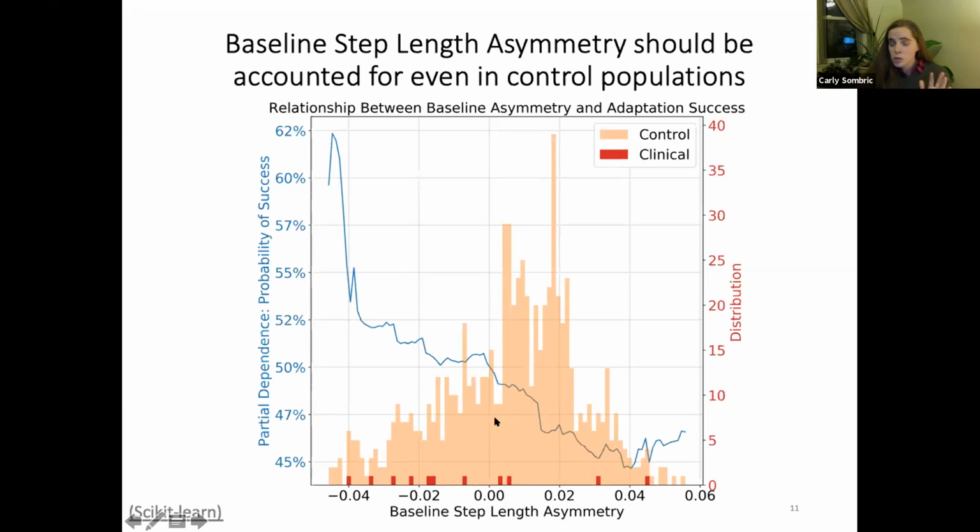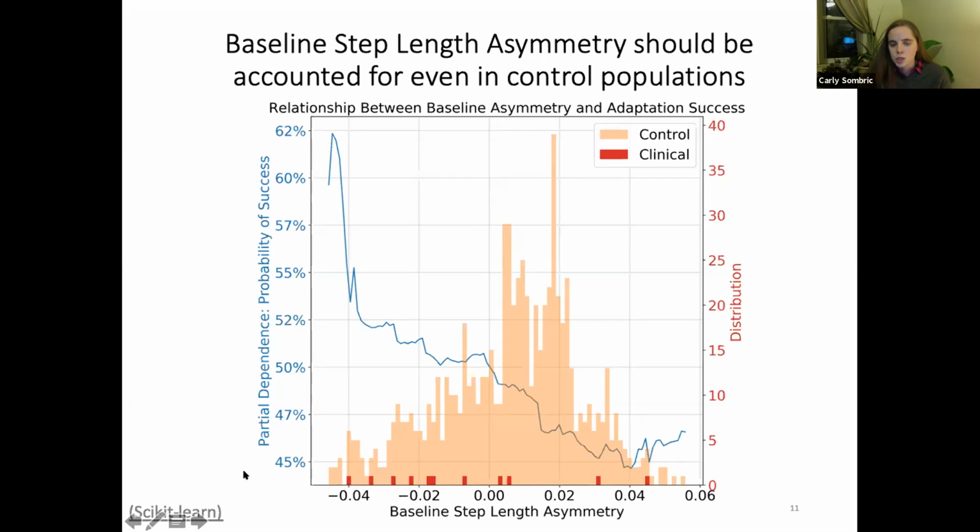Now, you might originally think that that's just because of the clinical data. And what I've shown you here, in the pale orange, is the control data. So you can see we have a lot of control data, and we have some clinical data, but most of the clinical data is actually on the side where we would predict a higher probability of performing well. So this trend is not being driven by clinical data. It's being driven mostly by control data.